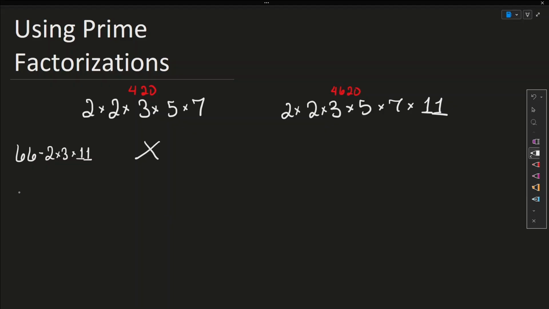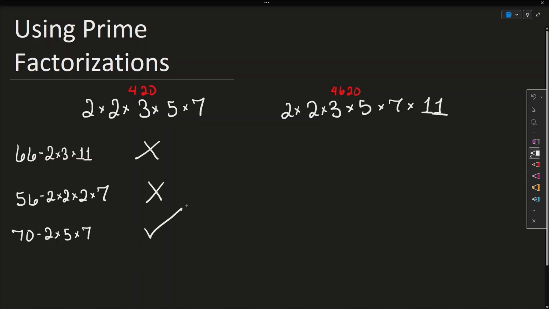Is 420 divisible by 56? Well, 56 is 2 times 2 times 2 times 7. But 420 only has 2 2s, not 3. So 420 is not divisible by 56. What about 70? This one is 2 times 5 times 7. And all of those prime factors are contained in 420. 420 does have a 2, a 5, and a 7. So 420 is divisible by 70.